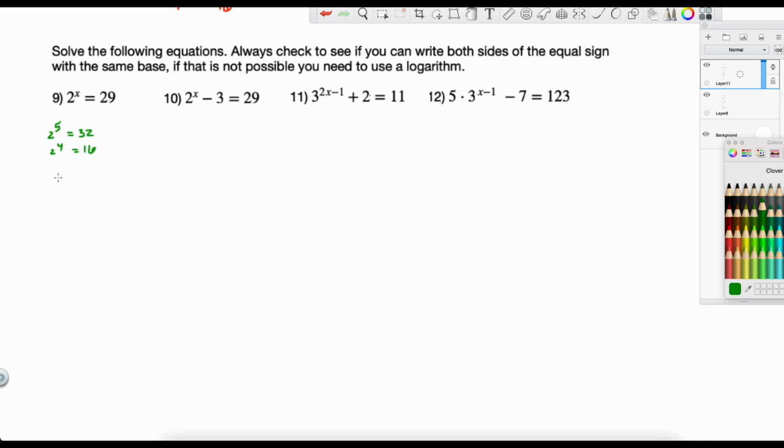So I could say log base 2 of 29 equals x, and then we could find what that is on our calculator. We can go log base 2 of 29. If you go to math on your graphing calculator and you scroll down, you can see log. It says log base. So this is about 4.86.